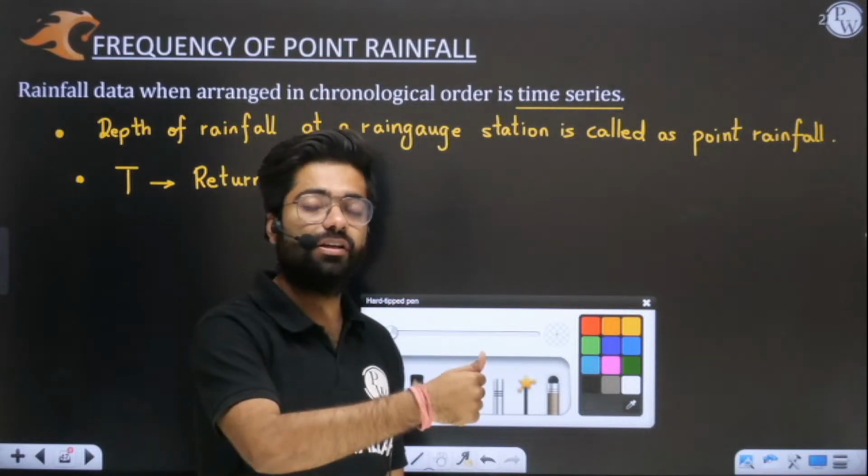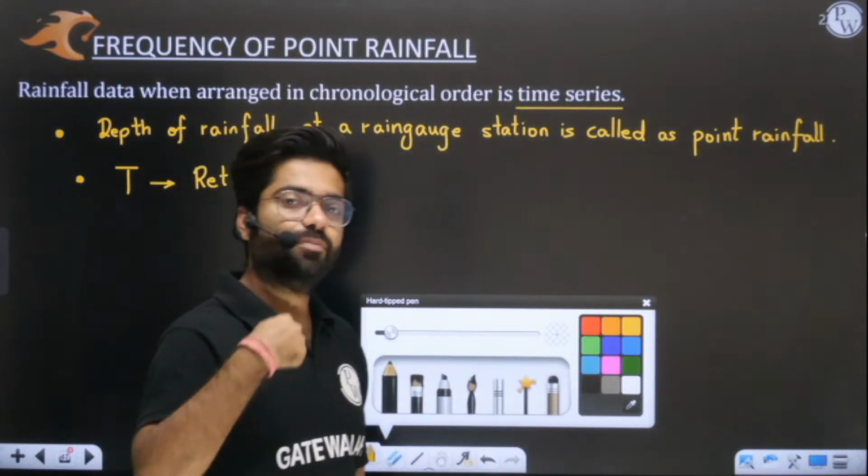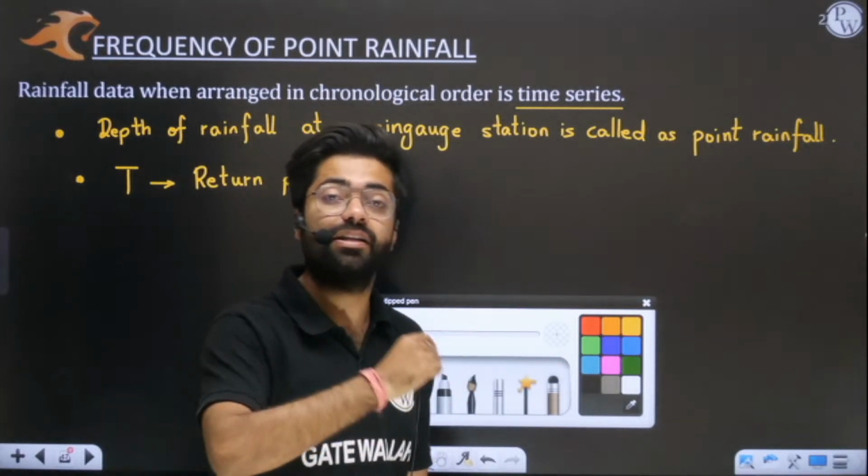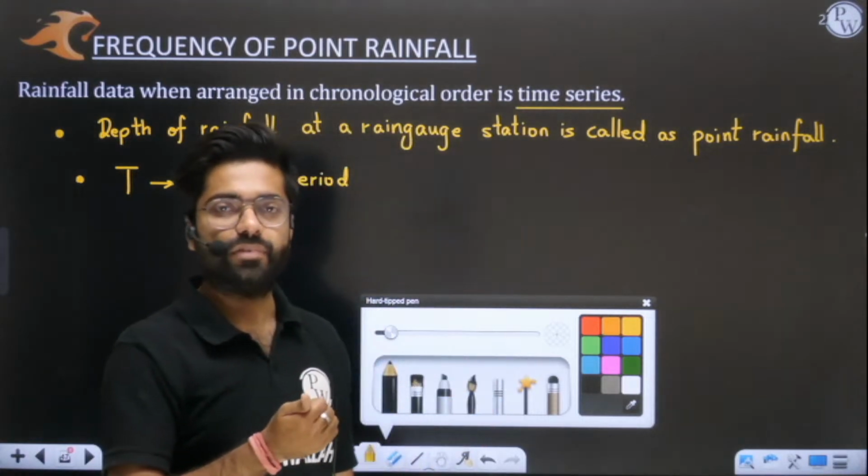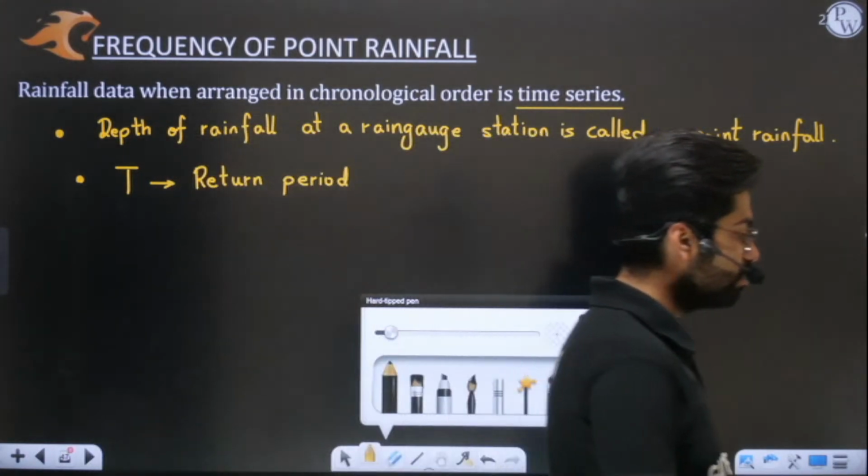This is the time period of that event. Yes or no? So after this amount of time, this event is highly likely to be repeated. I hope this is very, very clear to you.